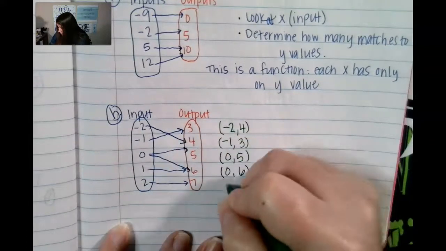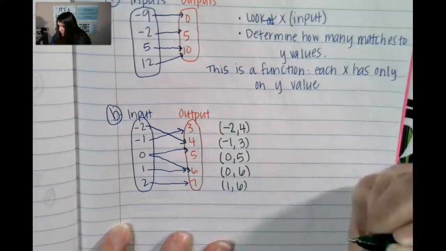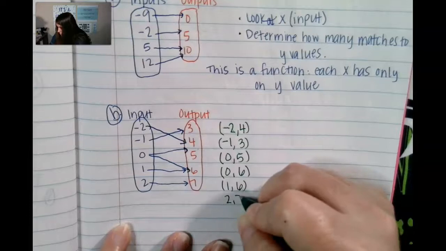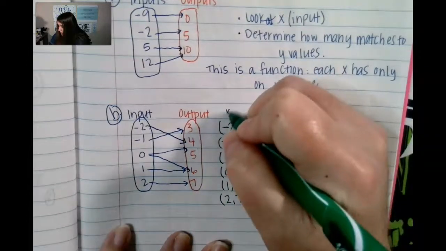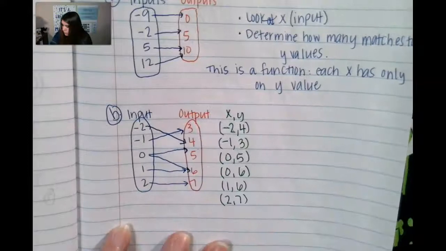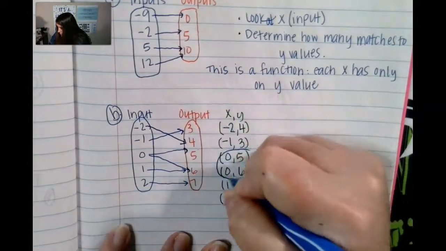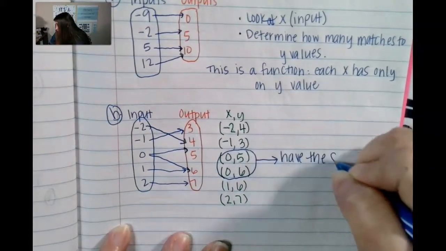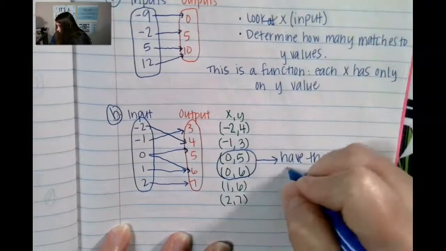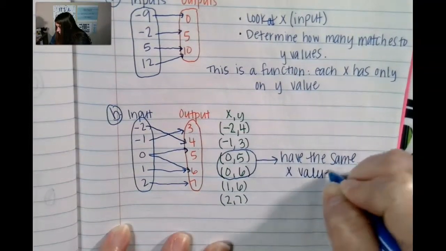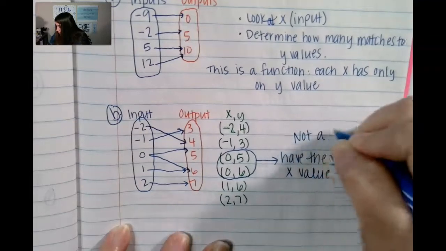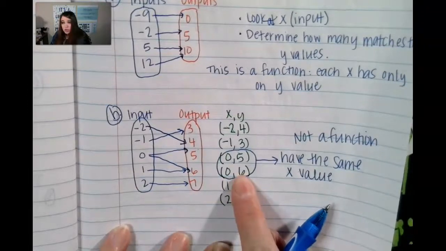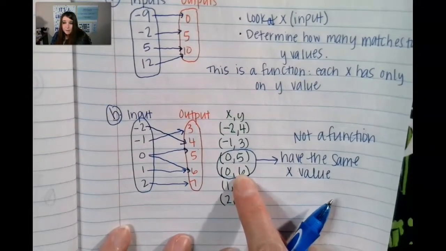This one, 1 to 6, that's okay. We're not concerned about the y's. And 2 to 7. So we're concerned about our x values. And when we look at this, these two right here have the same x value. So this is not a function. The x value here has two different possible y's.